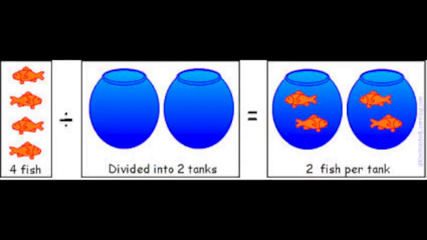If we take a look at this picture, we see that we have 4 fish total divided into 2 tanks. So there are your 2 groups. If we divide 4 fish into 2 tanks equally, you would have 2 fish per tank.